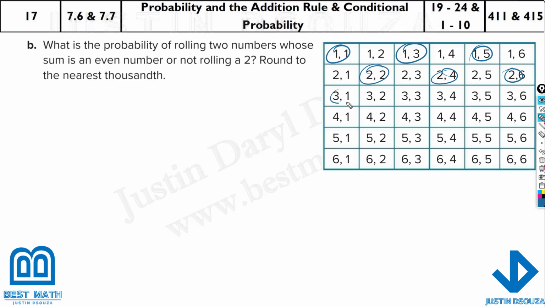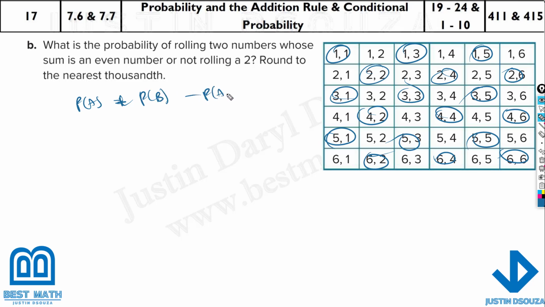So how many numbers will be there? Each row has 3, so it's going to be 18. So this one here, here, all these are even numbers. So whatever I've just put a circle around are even. So probability of A would be all even numbers. I'll write this formula: probability of A plus probability of B minus probability of A and B. So that is 18 out of 36 plus, what is the next one?